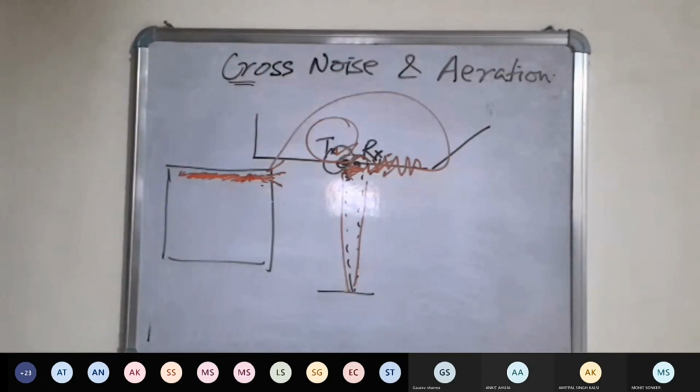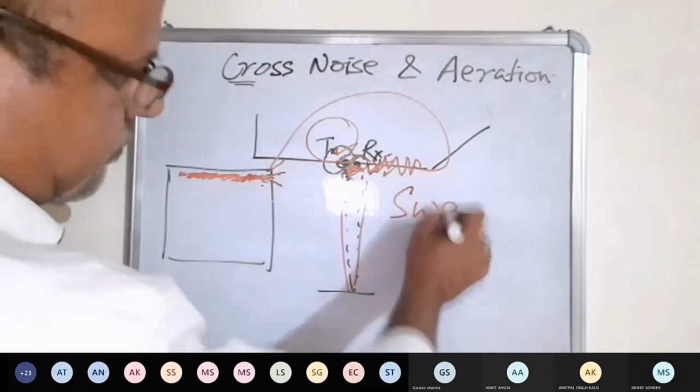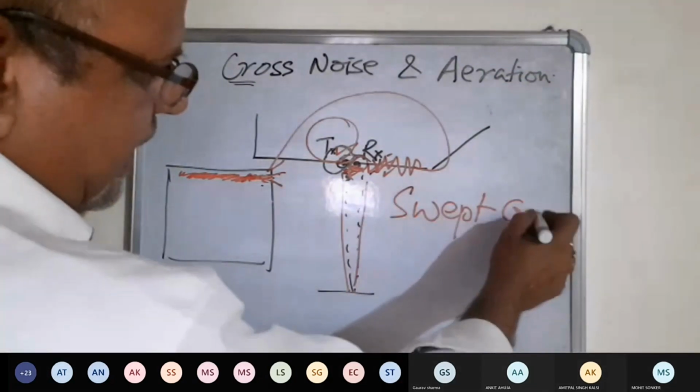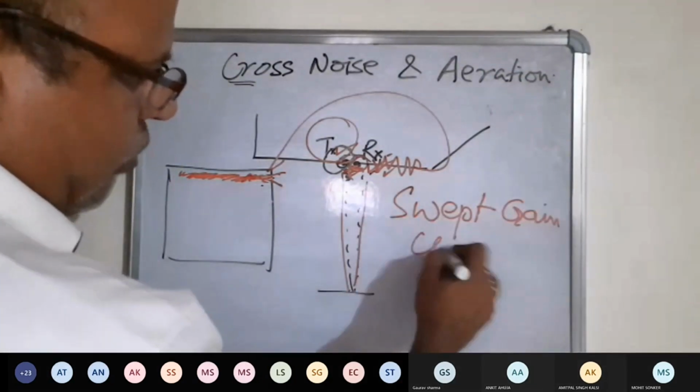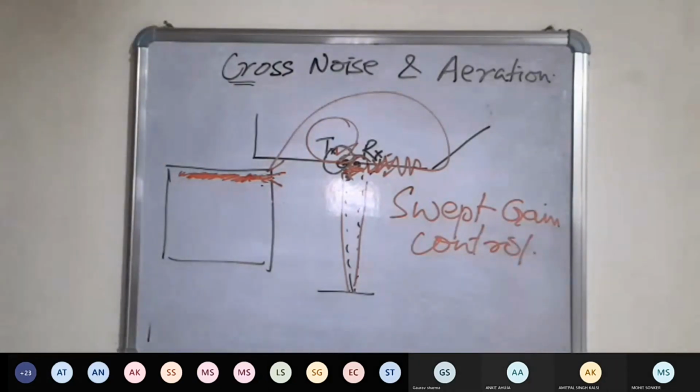तो इसको खत्म कैसे करें? Something called swept gain control. ये स्वेप्ट गेन कंट्रोल शायद आपने रडार में भी सुना होगा.